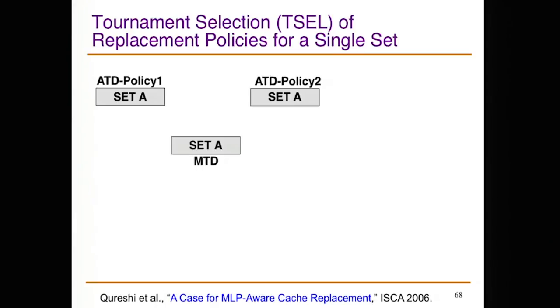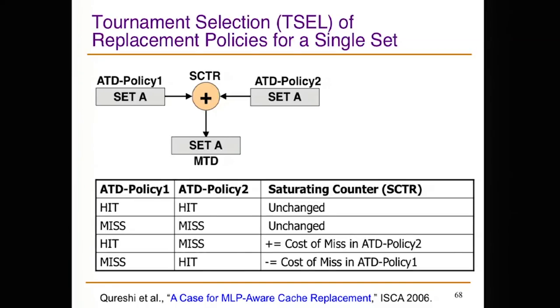This is the main tag directory. So you basically have different tags for the same set, auxiliary tag directories, following different policies. Right? And you have a counter that decides. In this case, it could be a saturating counter. If this policy is doing better, you increment the counter. If this policy is doing better, you decrement the counter. Some way of deciding, basically. The paper has a different way, but you can read the paper and look at the details. But basically, this counter is incremented for one policy and decremented for the other policy. And this is one way of doing it.